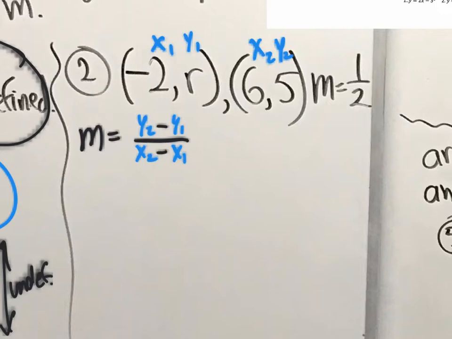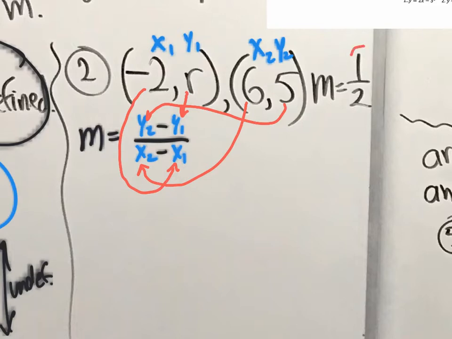So y2 is going to go right here. The 5 is going to go right there. The y1, which is r, is going to go right there. The 6, which is x2, is going to go down here. And the -2, which is x1, is going to go right here. And what about the slope, 1/2? We're going to take that 1/2 value and put it right into the m position.